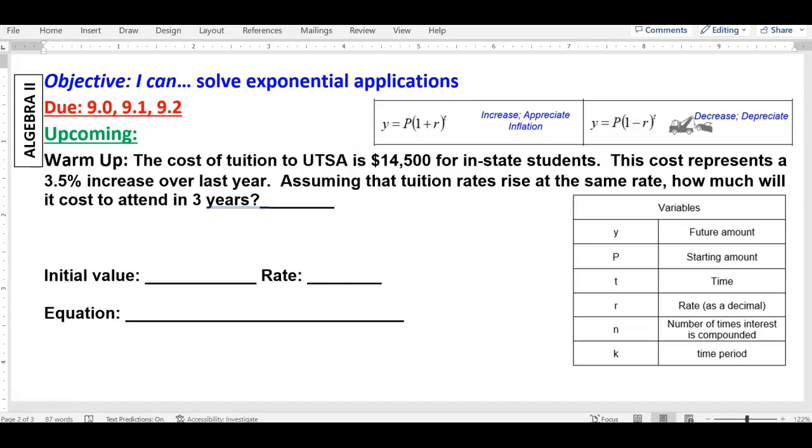Now, on your notes, there's like a bunch of different equations. If you're looking at this, there's like all these different equations you can use, right? But we only talked about these 2. So there's increasing or appreciation or inflation, and then there's decreasing or depreciating. So you tell me, after reading this, what's the key word that's going to help us determine which one of these it is?